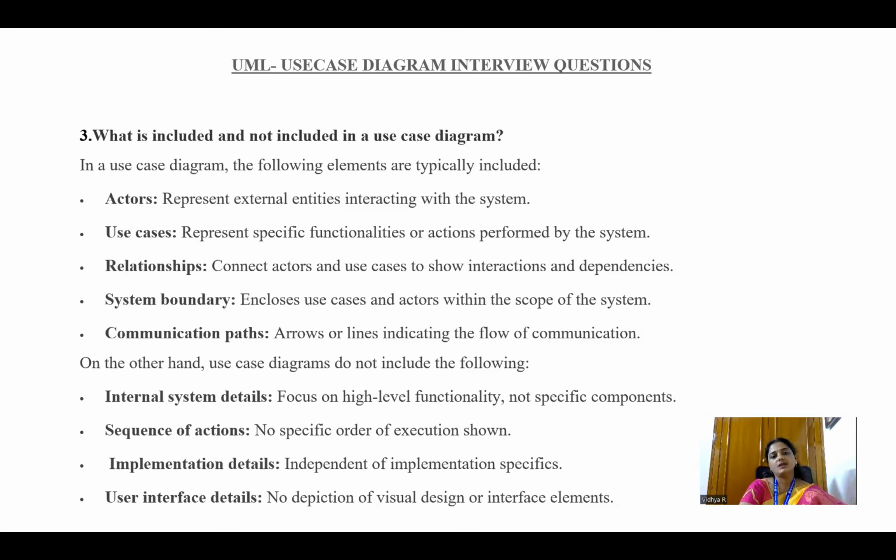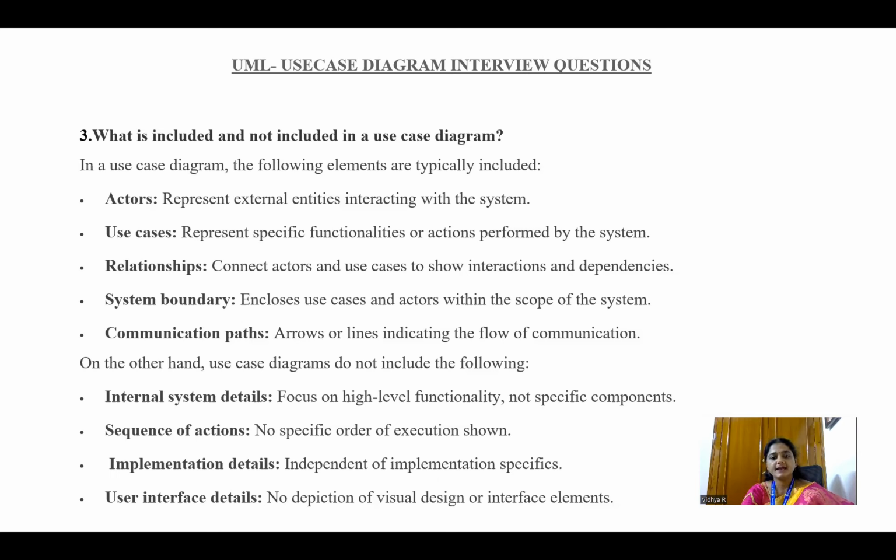What is included and not included in the use case diagram? The mandatory things included in the use case diagram are the actors, use case, relationship, system boundary, and communication path. Actors represent the external entities interacting with the system. Use case represents the specific functionalities or actions performed by the system.